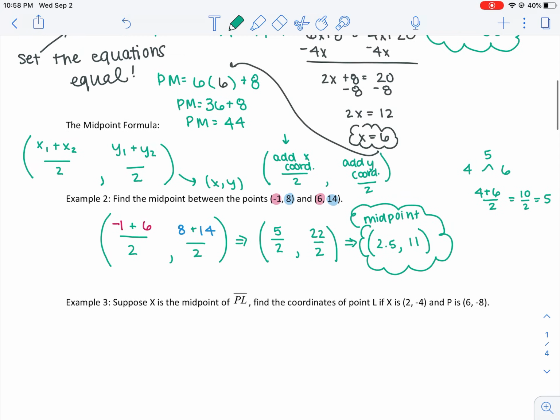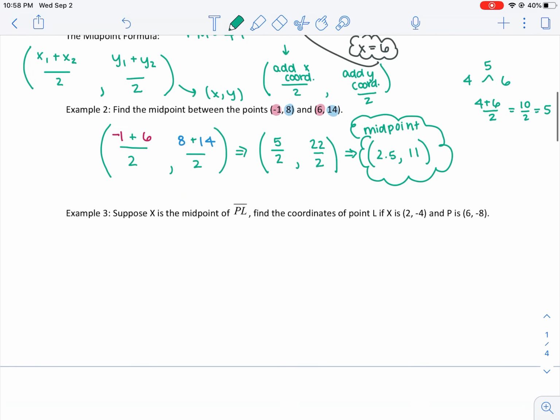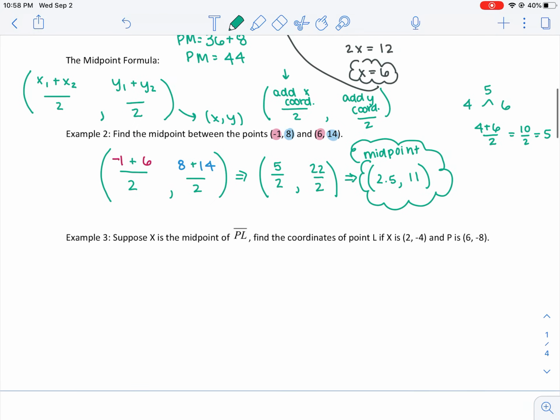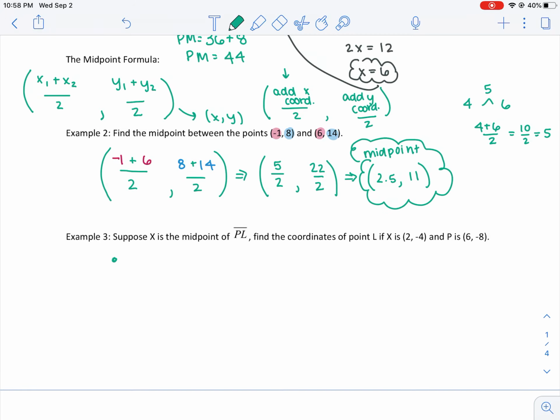All right, that shouldn't be too bad. If you have questions, let me know. This one is a little tricky, a little different. So it starts out the same. Suppose X is the midpoint of PL. So let's draw it. I've got P, I've got L. I know X is right in the middle, and I know that these should be equal.